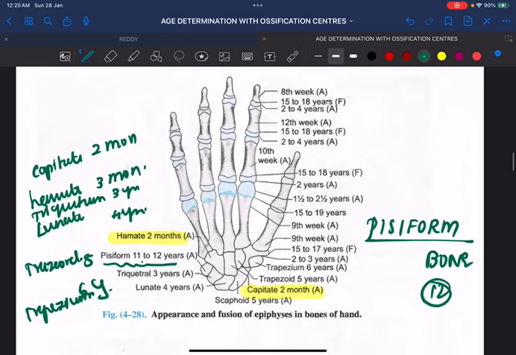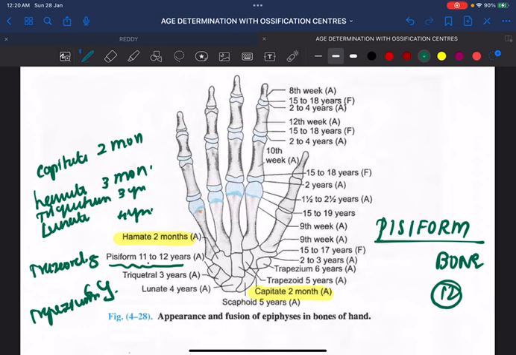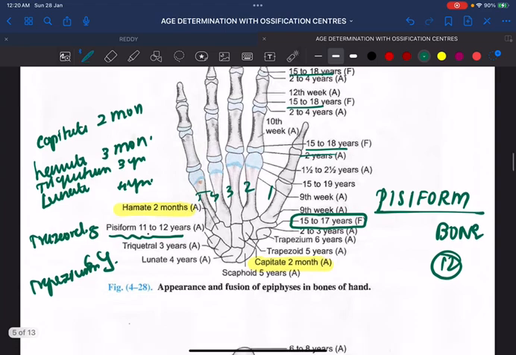Then coming to another very important thing, the fusion. This is the first metacarpal, and this is the first, second, third, fourth, fifth. First metacarpal fusion is at 15 to 17 years. Very, very important. And remember, the interphalangeal joints, everything, all of those fuse by 15 to 18 years. First metacarpal alone is 15 to 17 years. Rest everything, the interphalangeal joints, everything, is 15 to 18 years.